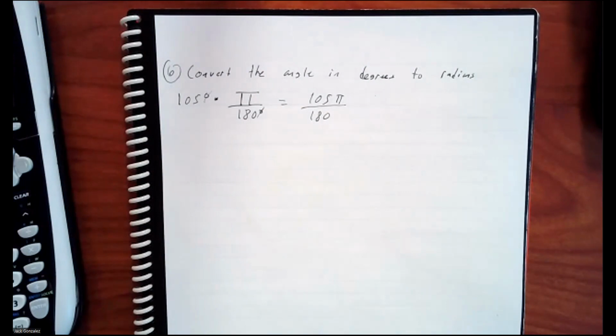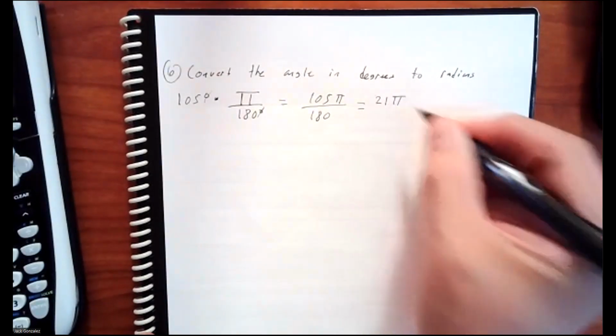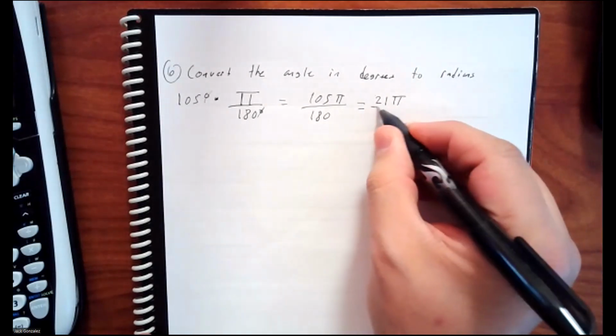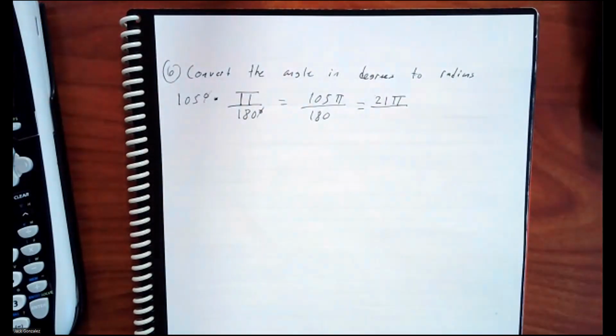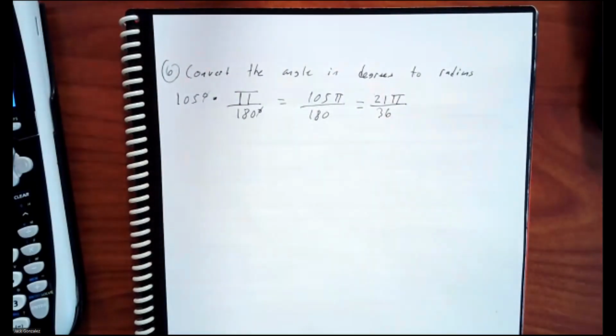So how many fives go into 105? 21, right? Is that right? 5 is going to 180. 180 divided by 5 is 36. Appreciate the guess though.